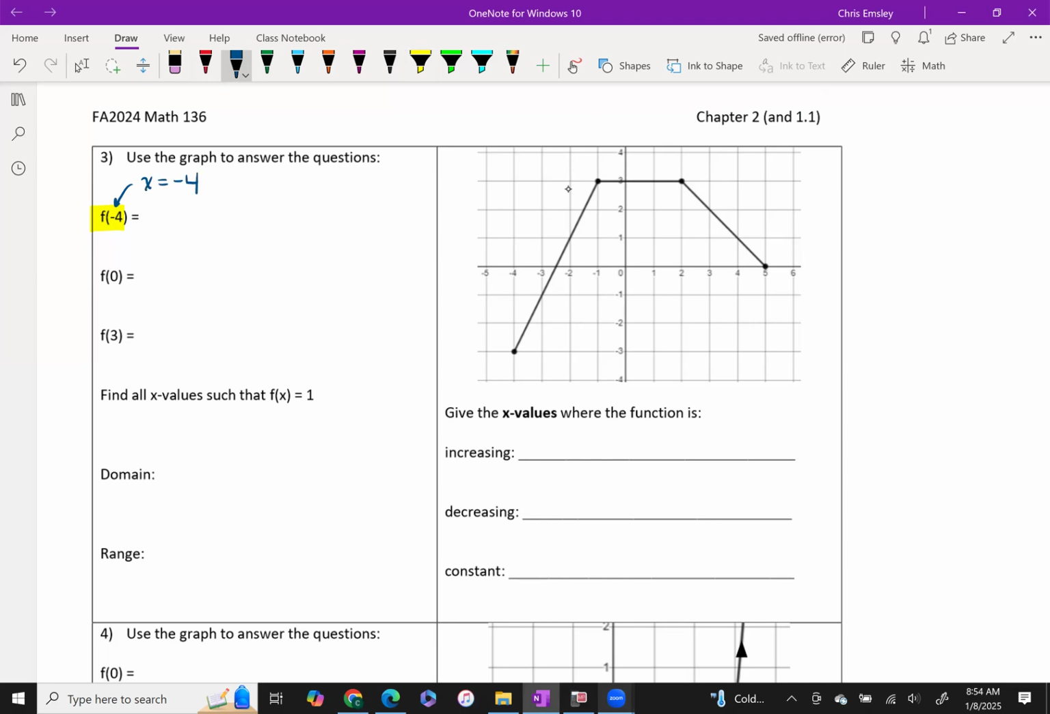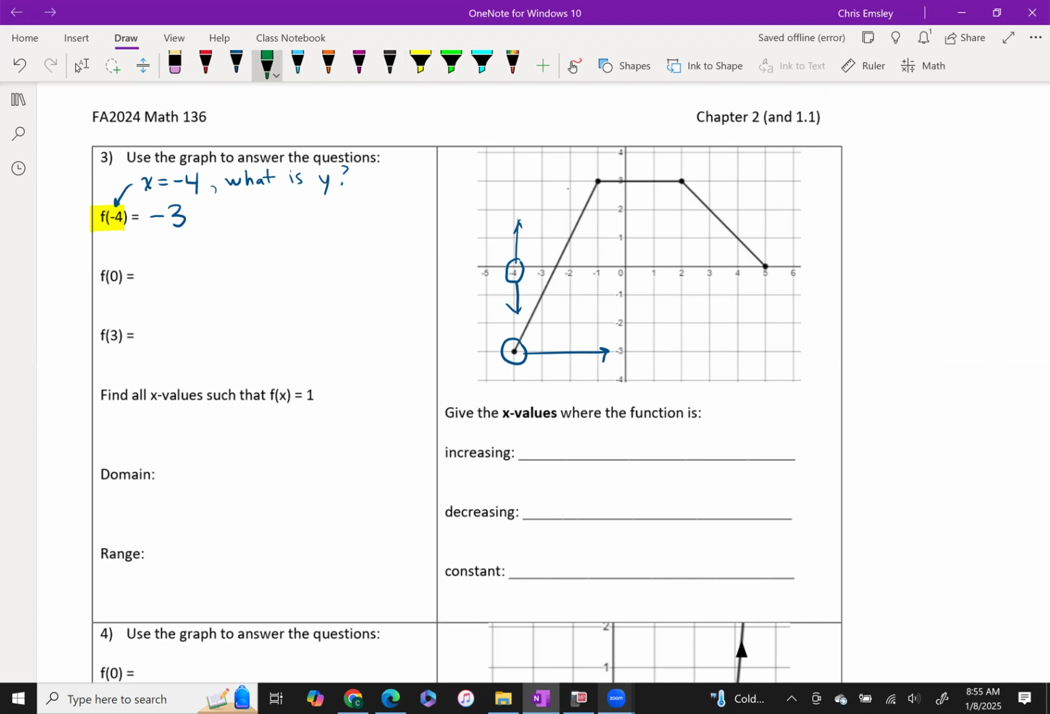So when we have this notation, f of -4, what it's really asking me is if x is equal to -4, what is the y value? Okay, so it's asking for the y value when x is equal to -4. So we go over here and look at our graph. x equals -4 is right here. And to find where our function is at that point, look up and down. It's right here. Okay, so when x is -4, y is -3. So f of -4 is equal to -3.